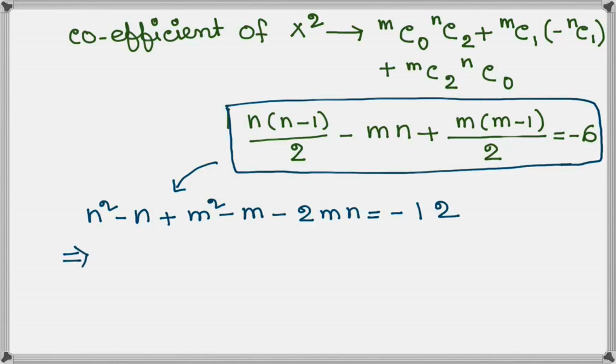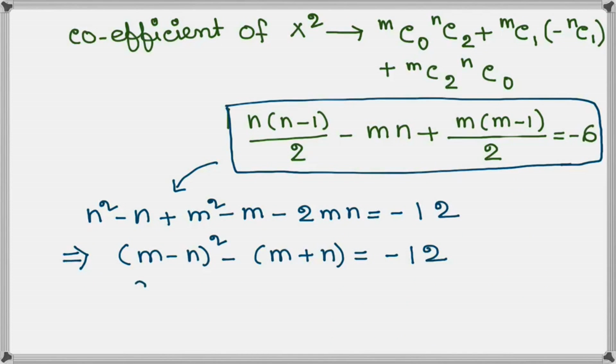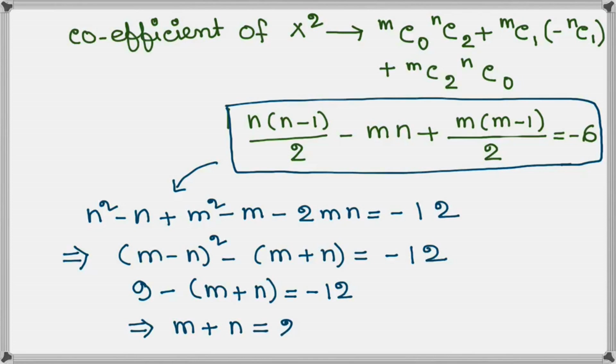So we get (m minus n) whole square minus (m plus n) is equal to minus 12. Now from the previous equation we know that m minus n is equal to 3. So therefore we can substitute this value there. So we get 9 minus (m plus n) is equal to minus 12. That means m plus n is equal to 21.